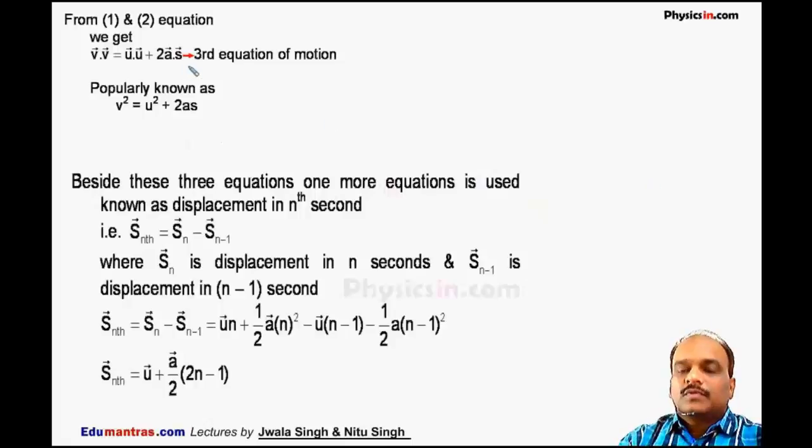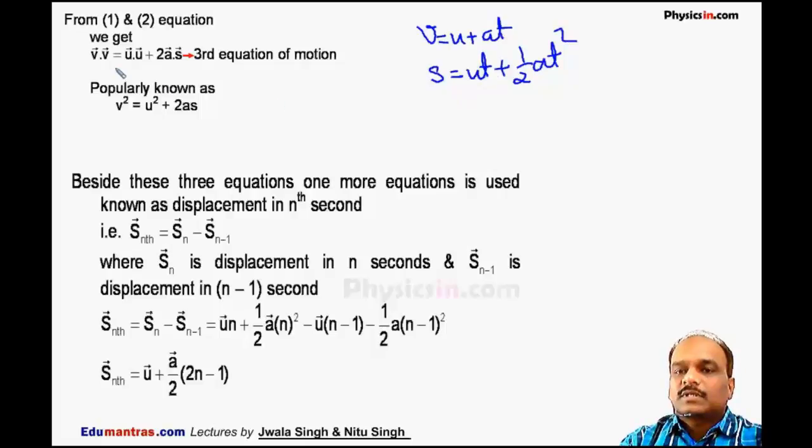Now from these two equations, V is equal to U plus AT and S is equal to UT plus half AT square, if I eliminate time from these two expressions, then I get an equation which is V dot V equal to U dot U plus twice A dot S. This is called the third equation of motion, which is also known as V square is equal to U square plus twice AS. This is the third equation of motion.